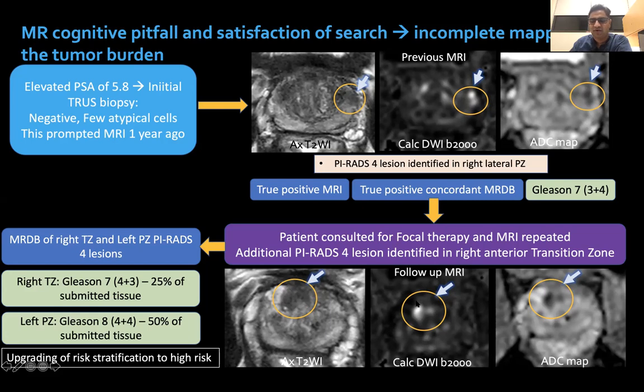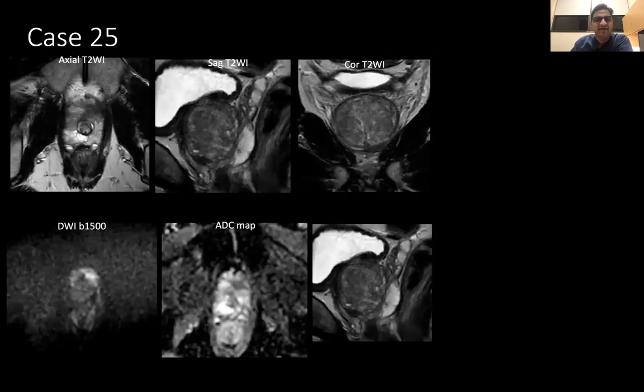And now when we reviewed the prostate MRI, we find that there is another area in the transition zone that shows restricted diffusion, and when we rebiopsied it, that transition zone lesion turned out to be Gleason 7, and the rebiopsy of the peripheral zone lesion turned out to be Gleason 8. So it's important to not have this satisfaction of search, and that may result in incomplete mapping of the tumor itself.